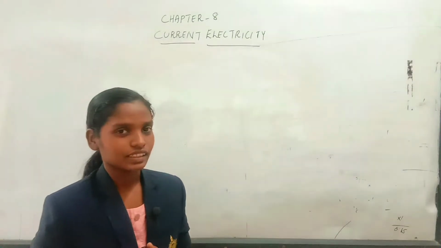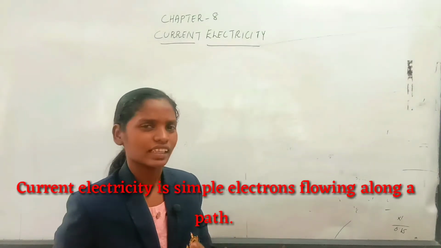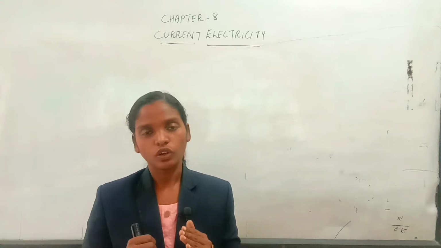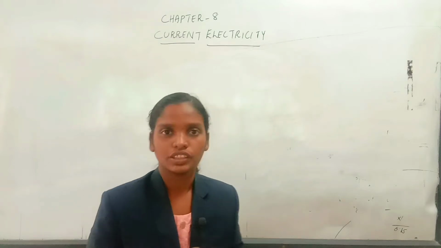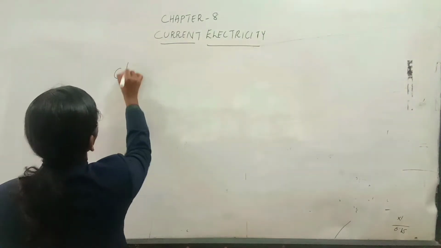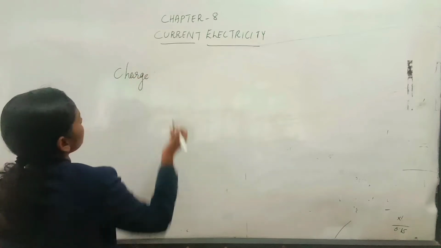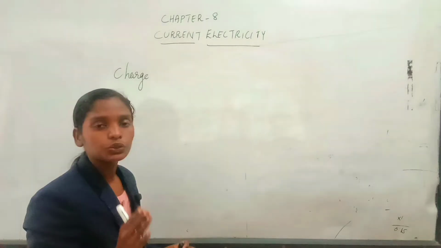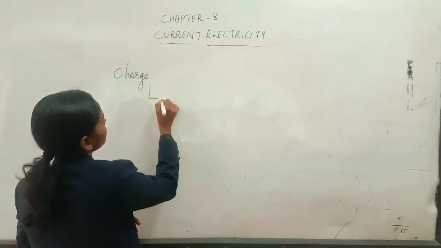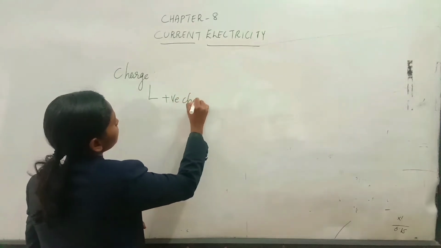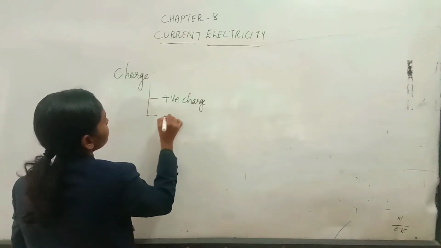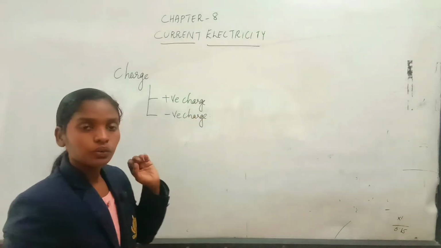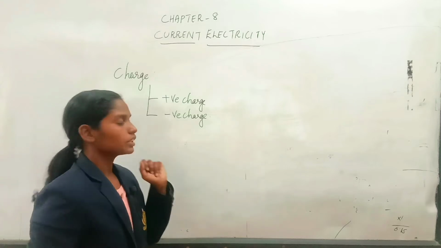What do you mean by current electricity? Current and electricity, right? Current electricity mainly depends upon the charge. So first of all, we will learn what we mean by charge. Charge is a fundamental property of a body. There are basically two types of charges: positive charge and negative charge.